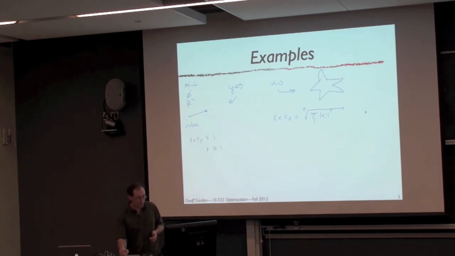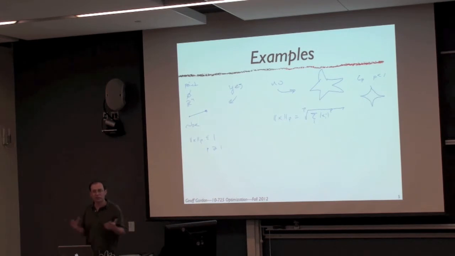If Lp for p is strictly less than 1, that'll give you something that looks like a curvy diamond, like that. And so that won't be convex. So the p-norm balls are a good example of both convex and non-convex sets, depending on whether we take p bigger or smaller than 1. Okay.